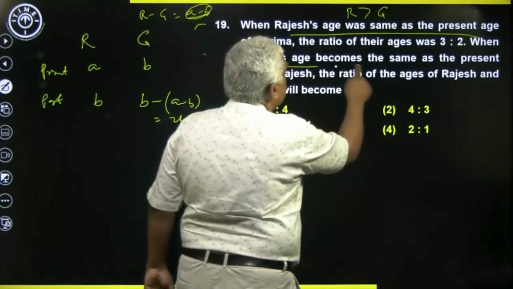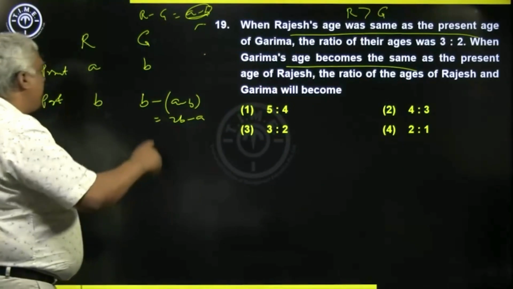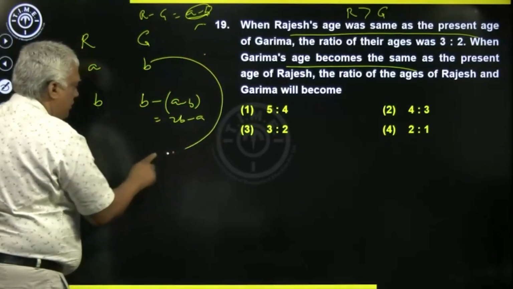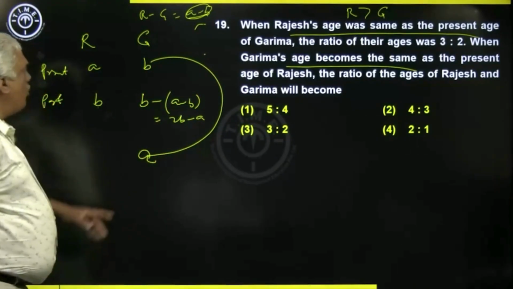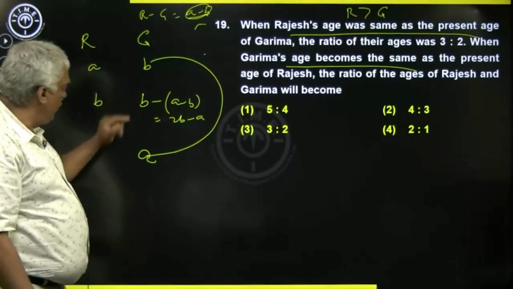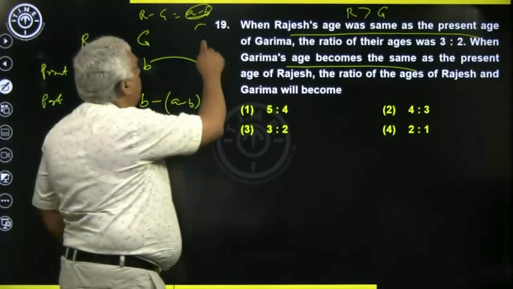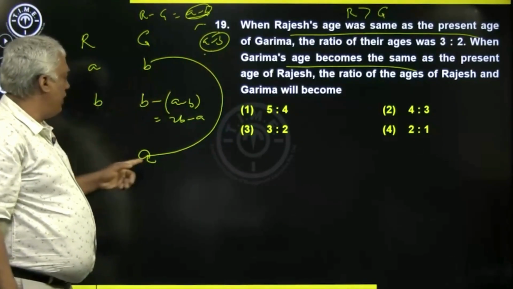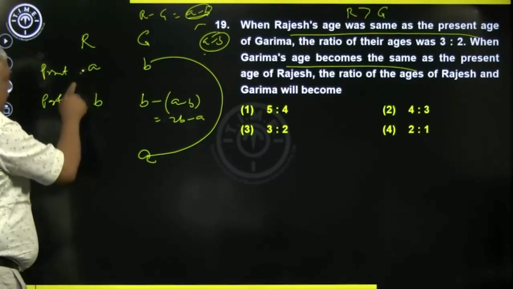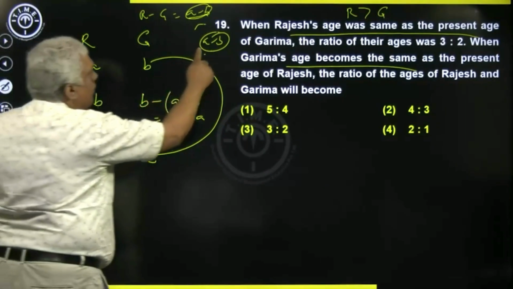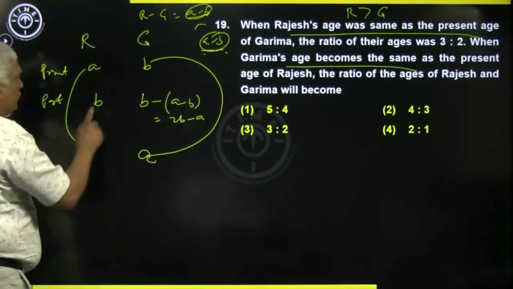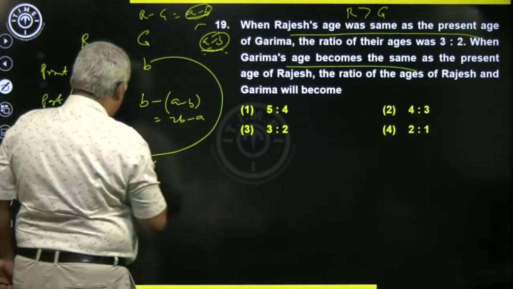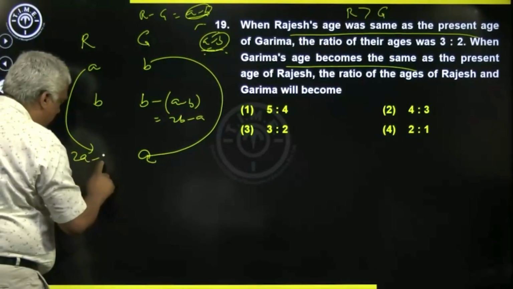Now the question is, when Garima's age becomes the same as Rajesh's. When Garima becomes Rajesh's age, Garima will become A years. After how many years will Garima become A? That is after A minus B years. So we have to add A minus B to B. At that time Rajesh's age will be A plus A minus B, so Rajesh will be 2A minus B.